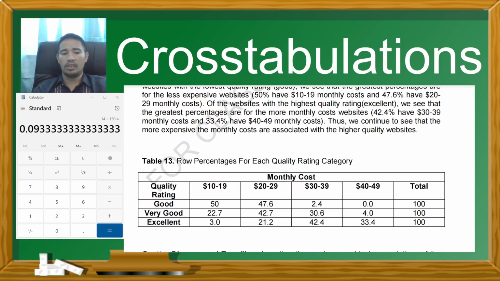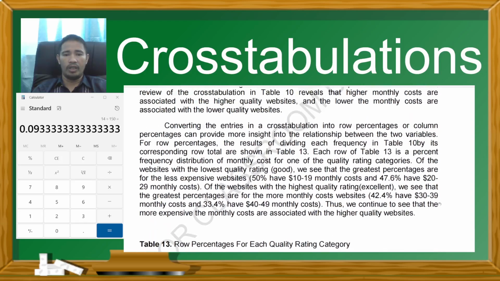Those are the row percentages for each quality rating. So for the good, we have 10 to 19, that's 50. For the very good it is 22.7, and for the excellent it is 3. So how is this computed?